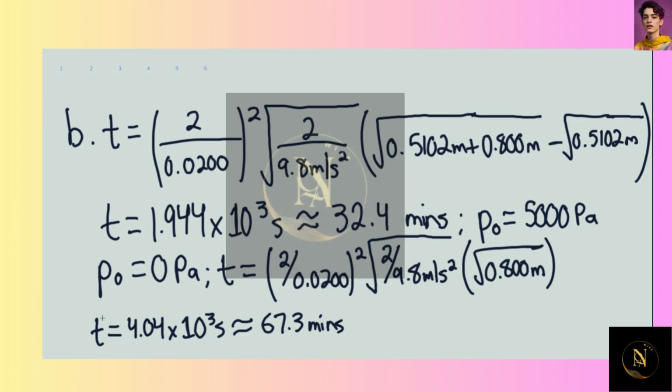And here we're going to call this T prime, just so that we can say then the ratio T prime divided by T would be equaling approximately 2.08. So this would be our final ratio for part B.